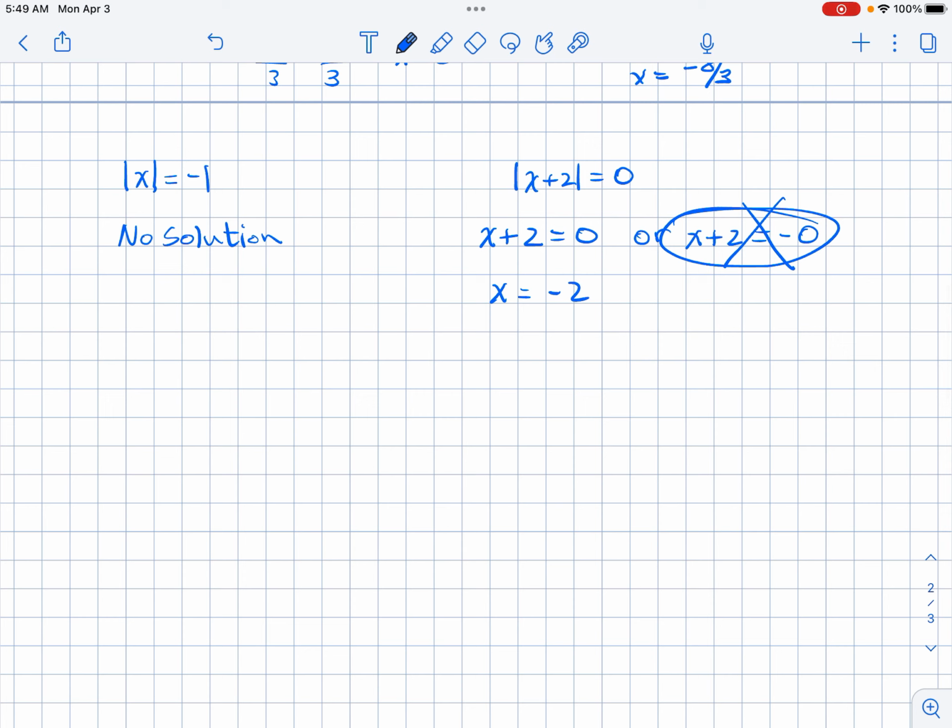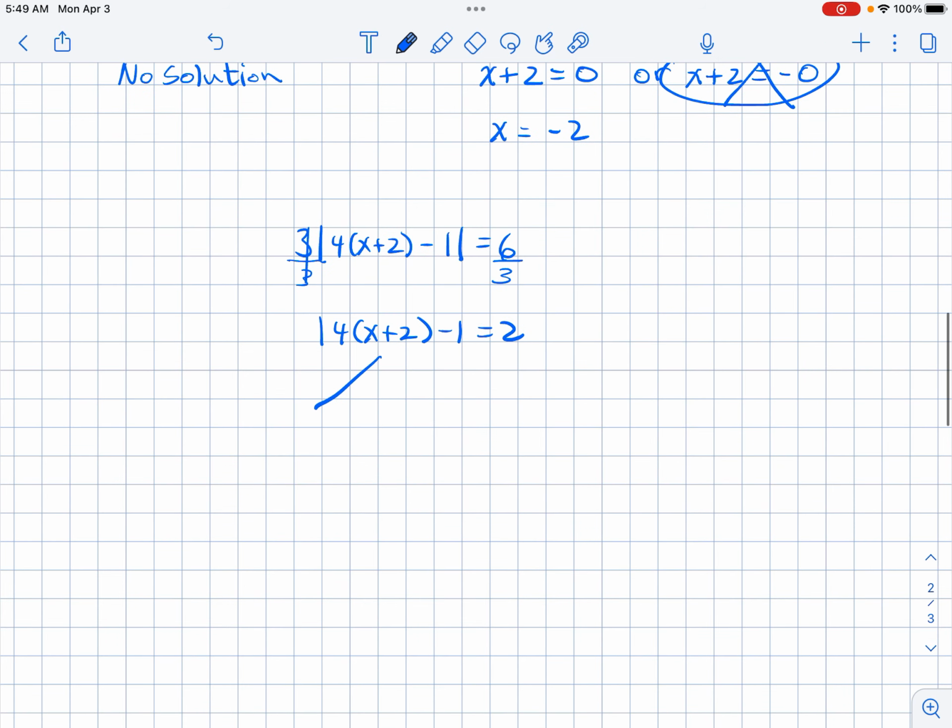Now, let's look at another one here. Let's suppose we have 3 times the absolute value of 4 times (x plus 2) minus 1, and let's suppose this is equal to 6. You notice this 3 is on the outside of the absolute value. What I like to do is isolate the absolute value. In other words, just divide both sides by 3 before I go any further. And I get the absolute value of 4(x + 2) - 1 equals 2. Then I break it up into my two equations.